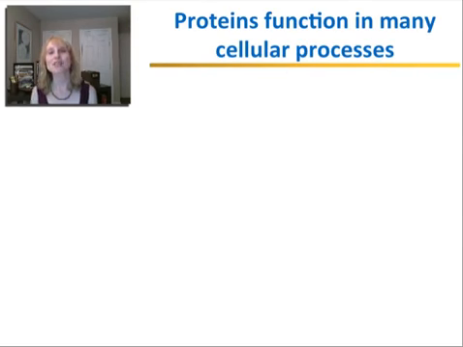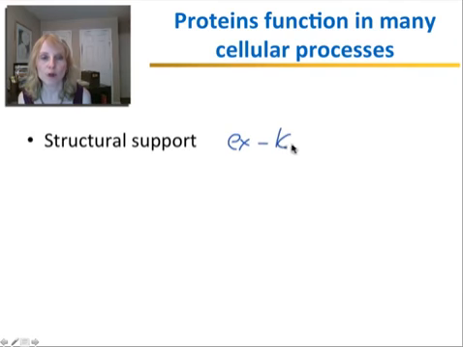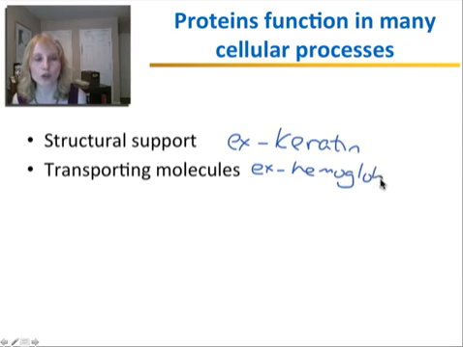So lastly, let's just summarize some of the functions that proteins carry out inside cells. Some proteins function in structure. For example, you have a protein called keratin that makes up your skin and your nails. It gives them their structure. Other proteins function in transport. You just had the example of hemoglobin, which transports oxygen throughout your body.